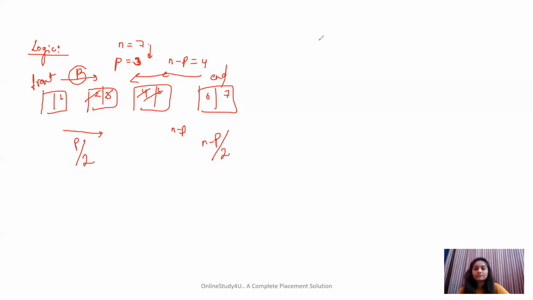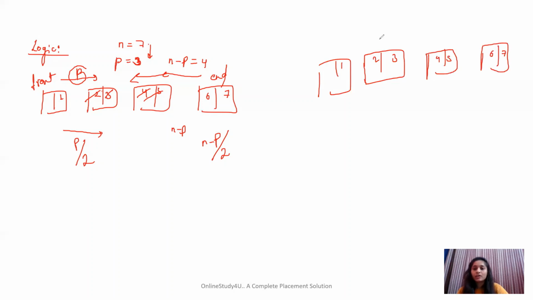Now let's see this. Again, let's make a book. Pages 1, 2, 3, 4, 5, 6, 7, right? Now to reach here, I need p by 2, and to reach here, I need n minus p by 2 turns, right? So we got the turns from here. From the front, we need p by 2 turns, and from the back, we need n minus p by 2 turns. Now, if I take the minimum of both, will it be my answer? So the minimum will be my answer.